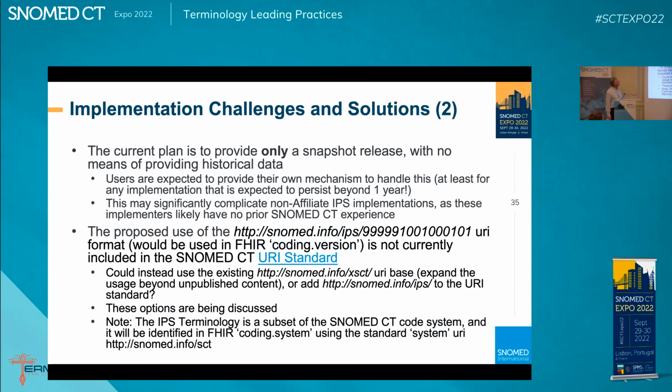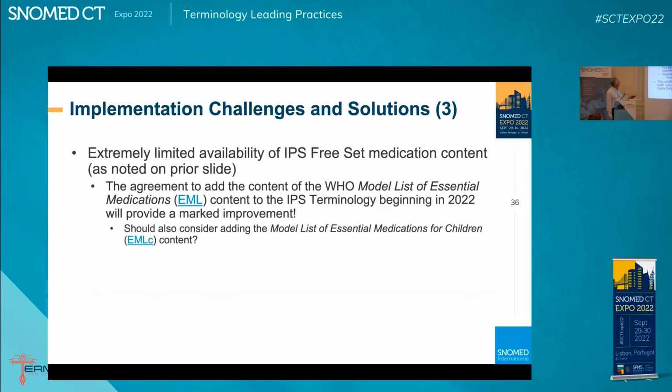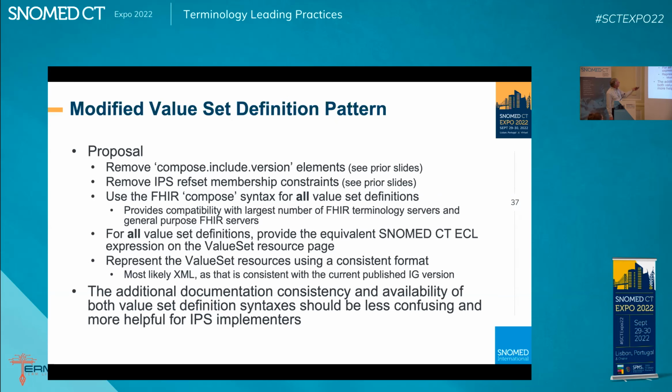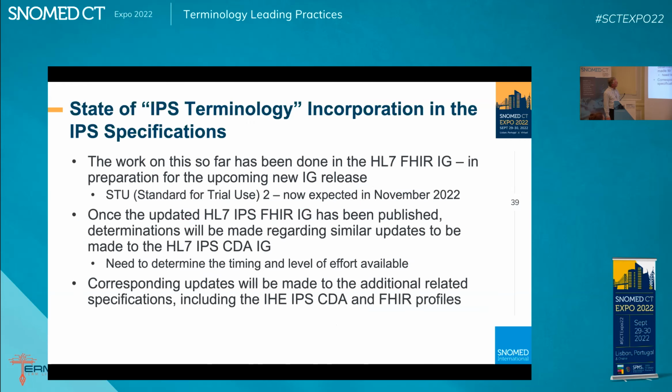I'm going to skip over this, but there are some challenges and solutions we're trying to work through, like it's a snapshot release, so there's no history. We've got some URI issues to look at. This is a proposal for how we would end up with the value set definition. I already talked about most of that, but for future plans, we've done this work so far in the FHIR implementation guide that I've been talking about.